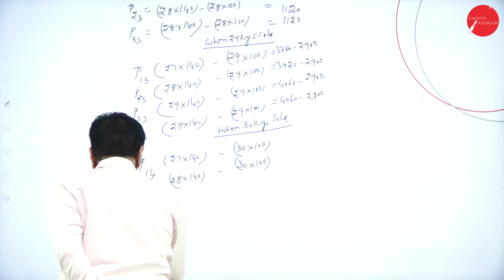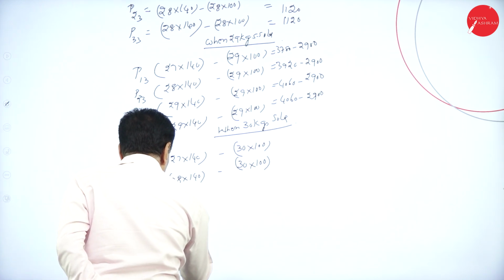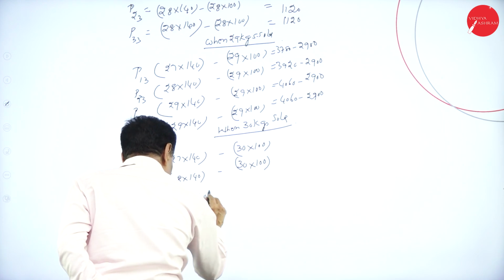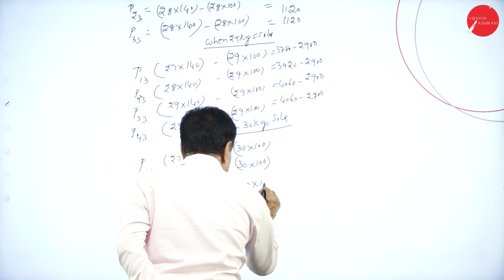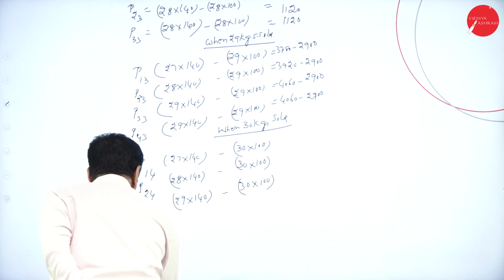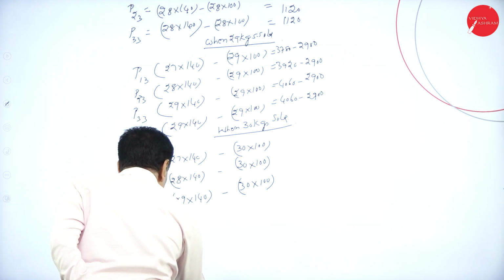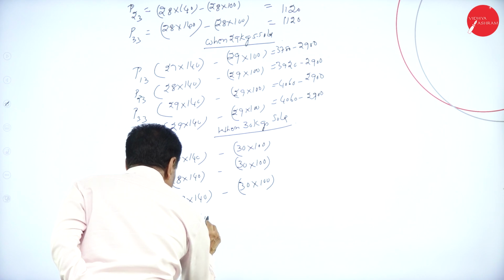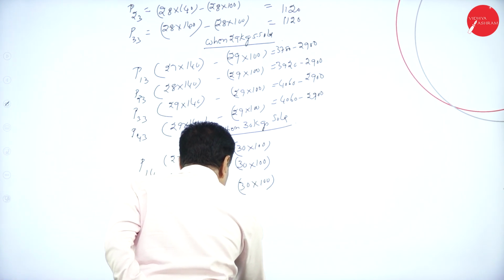Then P34, 29 into 140 minus 30 into 100. Last one, P44, 30 into 140 minus 30 into 100.